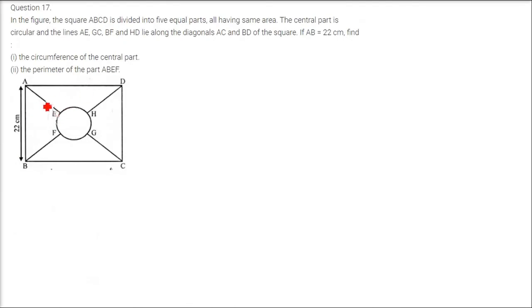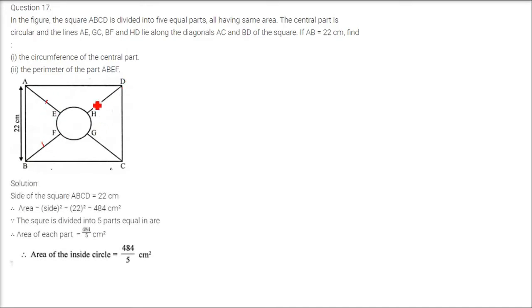In a figure, this square ABCD is divided into 5 equal parts, all having the same area. The central part is a circle, and the lines AE, GC, BF and HD lie along the diagonals AC and BD of the square. If AB is 22 centimeter, find the circumference of the central part and the perimeter of part ABEF. This we have to find.